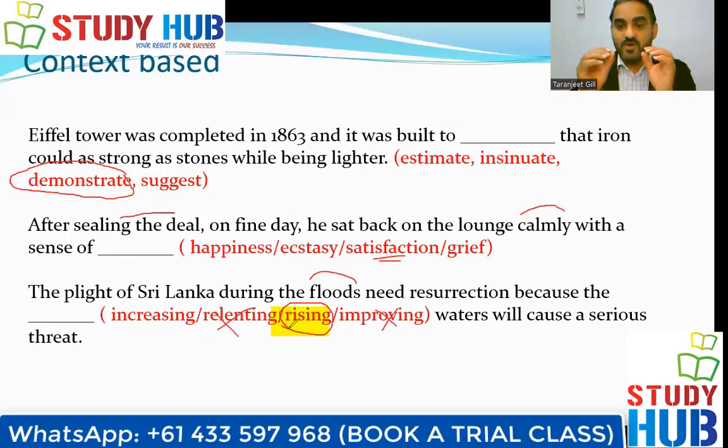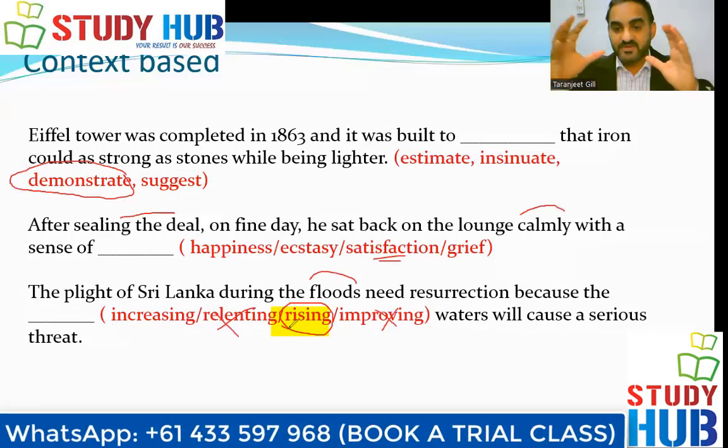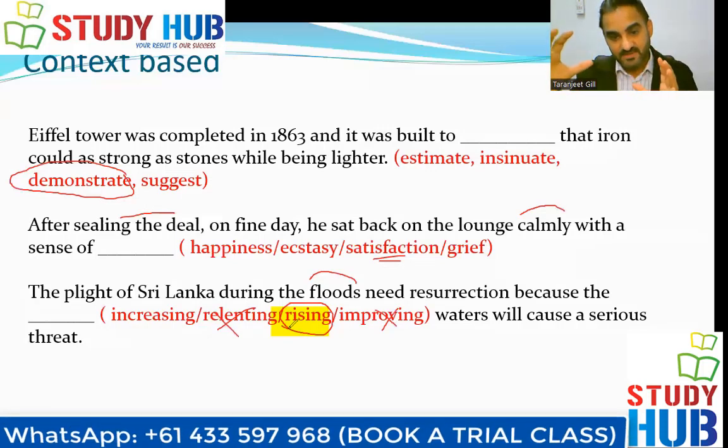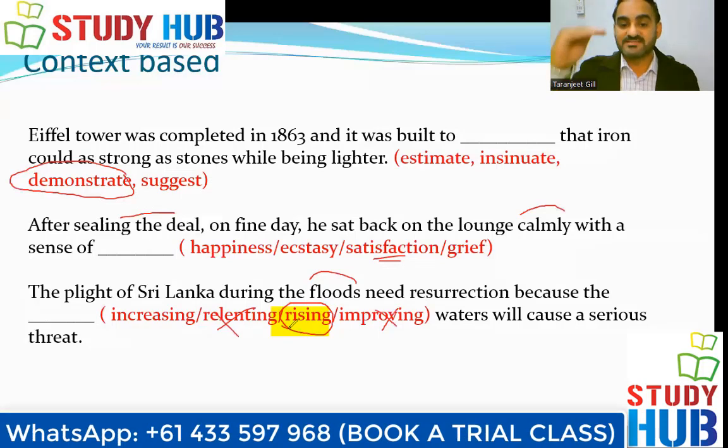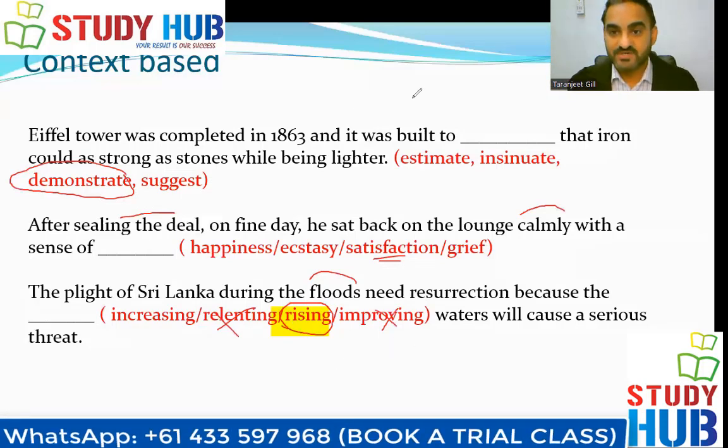Increasing is when you blow a balloon, the size of the balloon is increasing. Increasing is pretty much every side. In this case, floods, what happens in the floods? The water level will go up, rising. So the answer will be rising water levels.